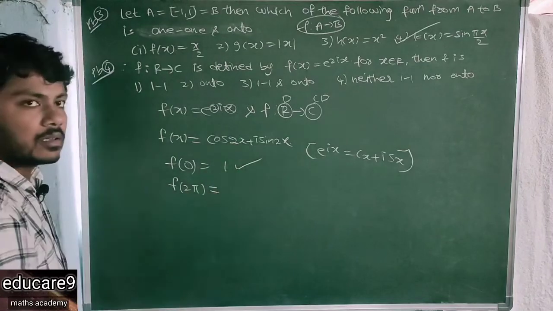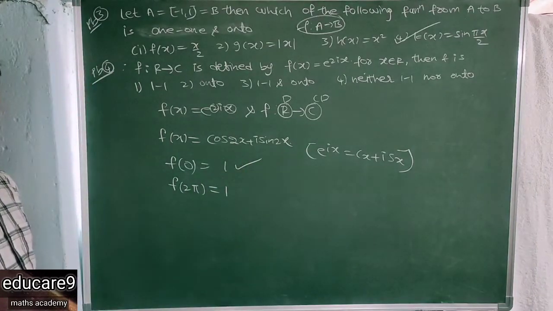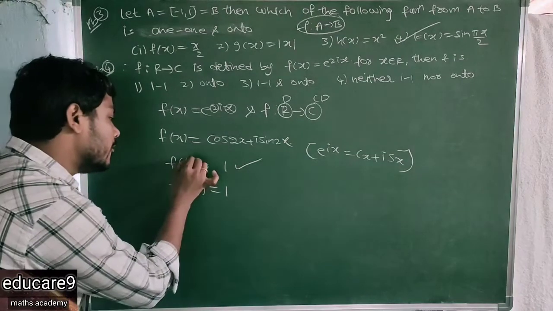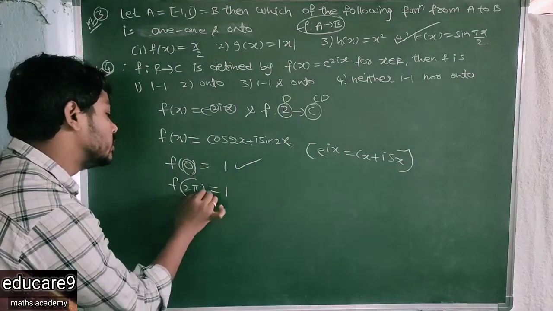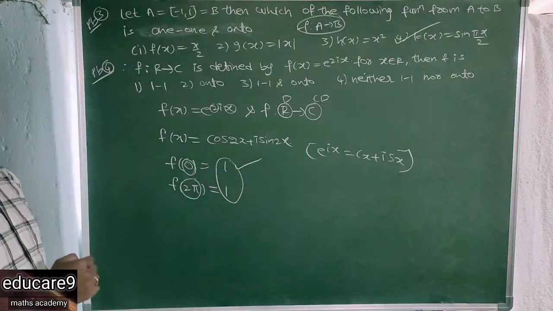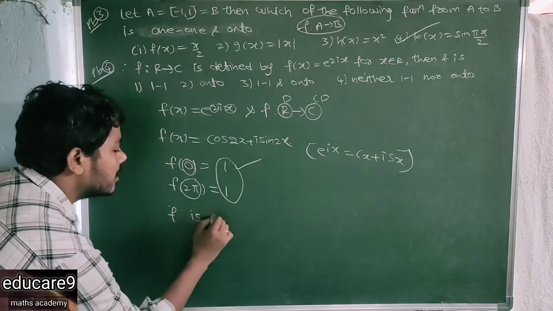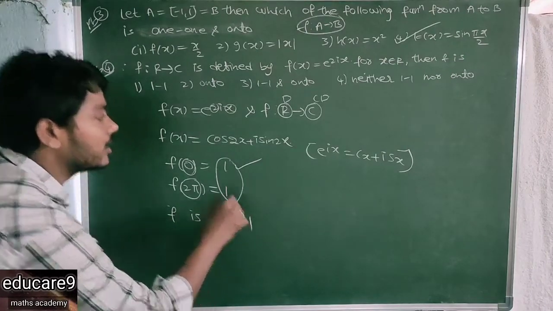Cos 2π value is 1, sin 2π value is 0. So clearly both 0 and 2π have the same image. Therefore clearly f is not 1-1.